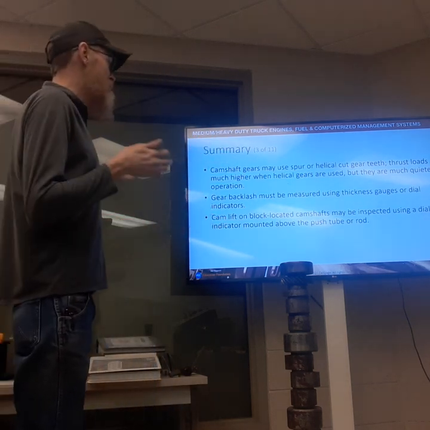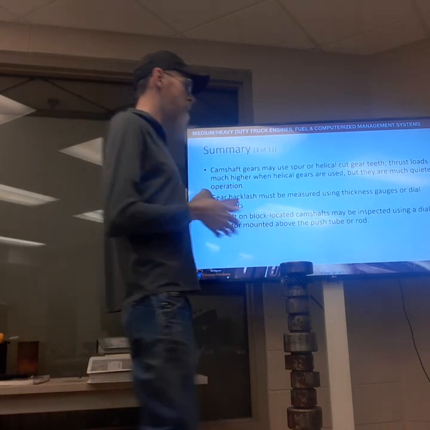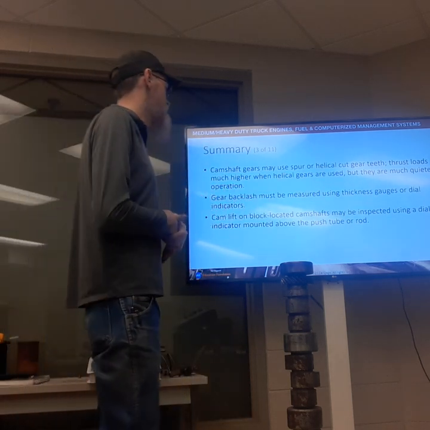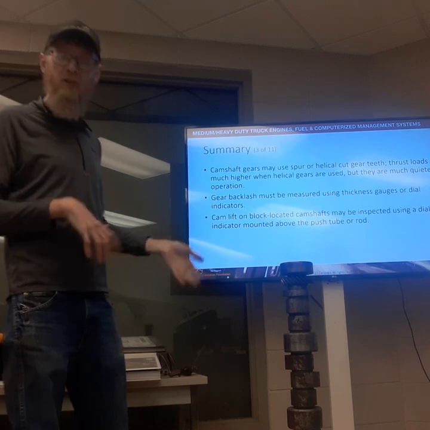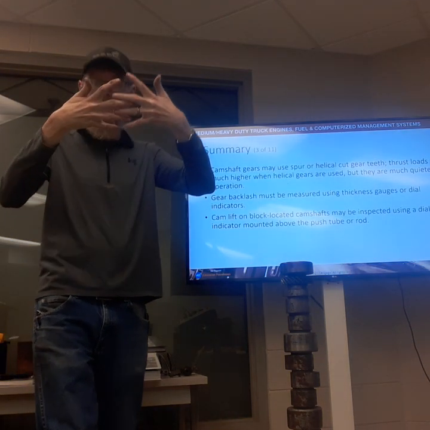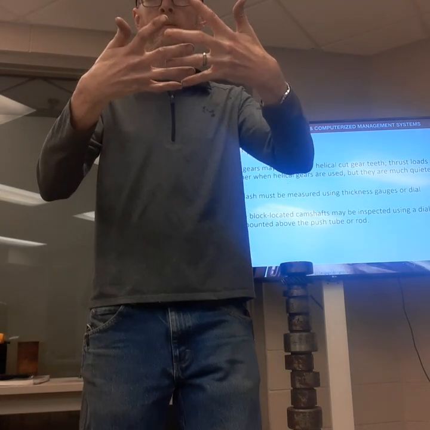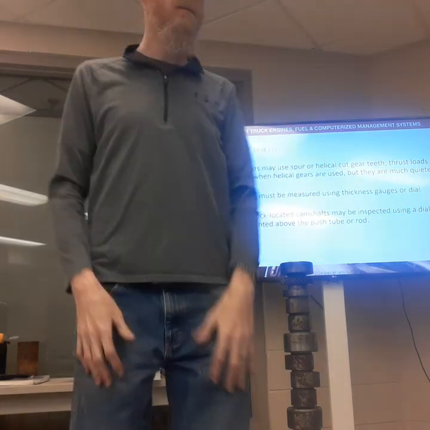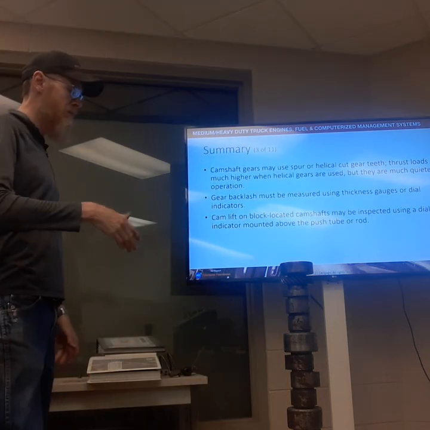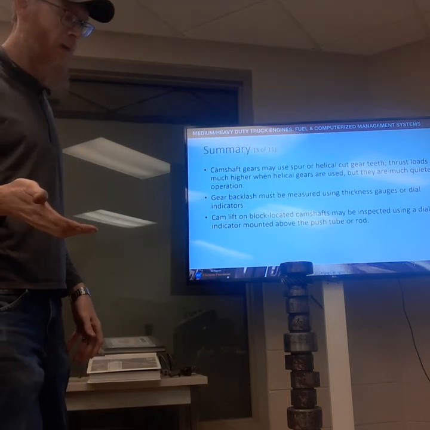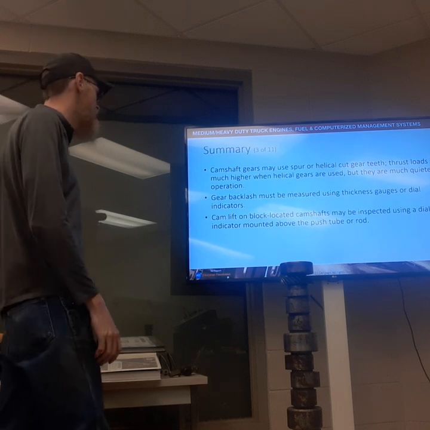Gear backlash must be measured when assembling the gear train of an engine. What is gear backlash? It is the play between the gear teeth. There needs to be a little bit of play between those gear teeth for it to be as designed by the manufacturer.